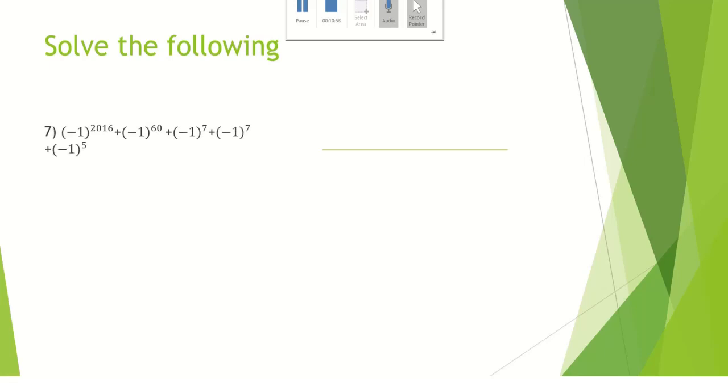Here is a little higher order. Solve the following. If you observe this one, the question looks really hectic. But if you try to understand, it's a simple logic. What is that? Minus 1 whole to the power of 2016, whether it is 2016 or 2020, the power is an even number. If the power is an even number, we'll get the value as 1. If the power is an odd number, we'll get minus 1. That we need to consider.